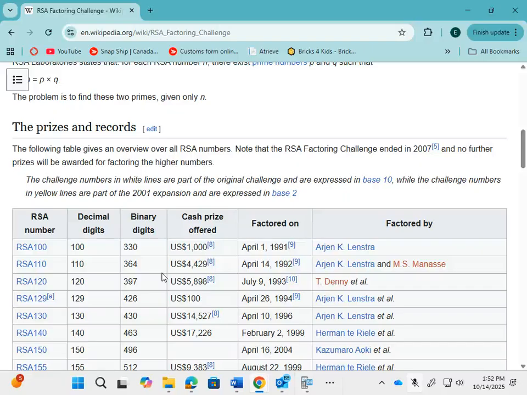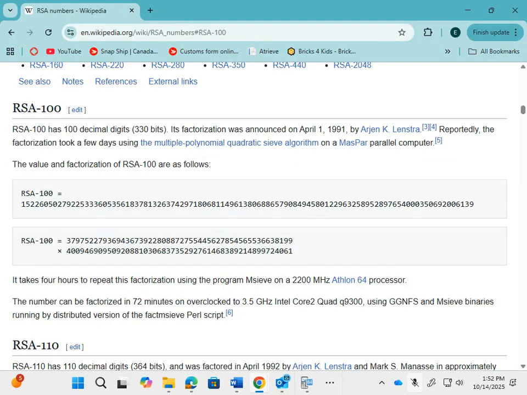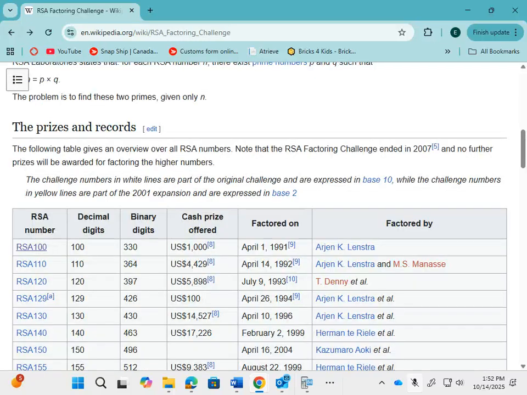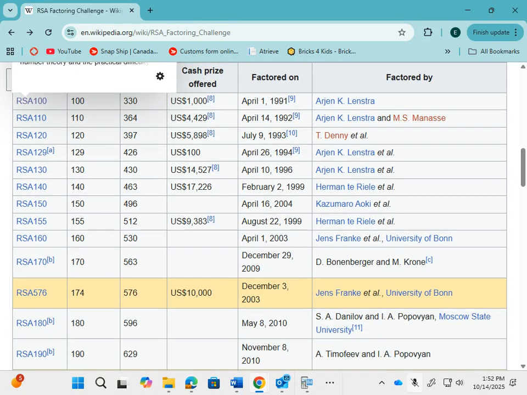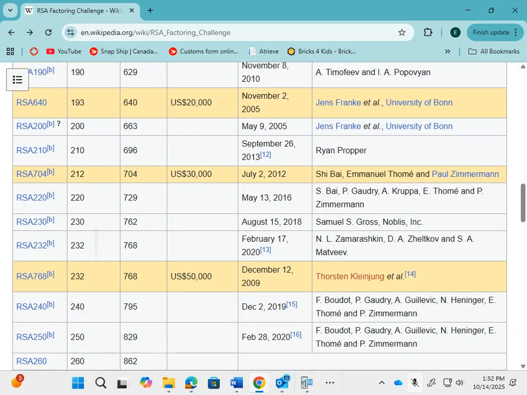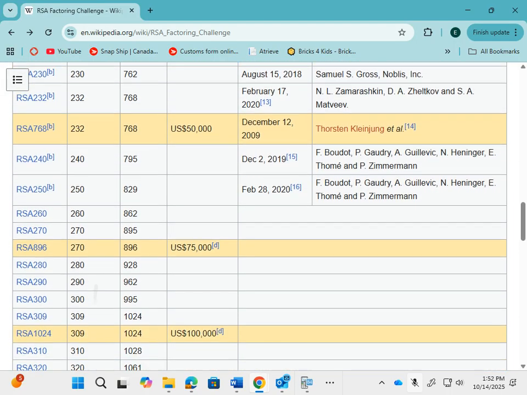You want to see how big the $1,000 prize number was? Look how big that is. You had to find two things that multiplied to give you it. The first person to find the two numbers won $1,000. You know what's crazy? Look at these ones.